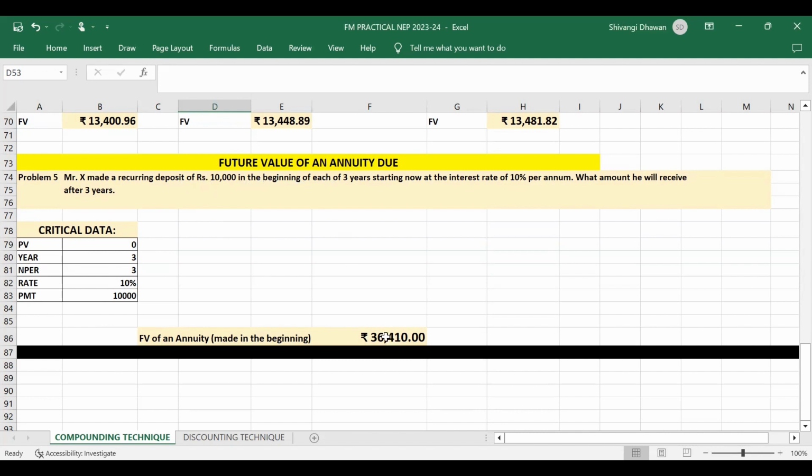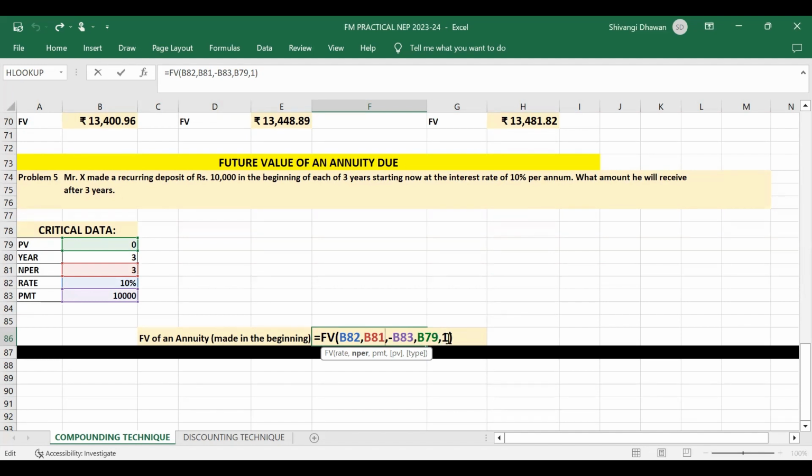So here, only the type will change. We will again activate the future value function, the built-in Excel function. Rate is 10%. NPER, that is the number of periods of a constant payment, is 3. Payment is 10,000. That is the fixed amount we are paying at equal time intervals. And we have inserted a negative sign in order to get the positive value. And B79 is 0. We don't know about it.